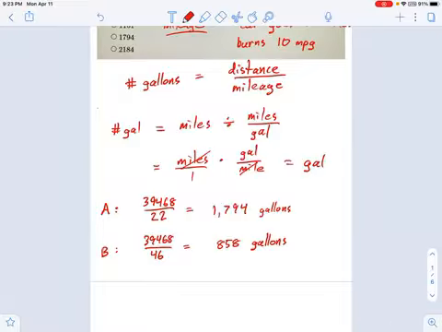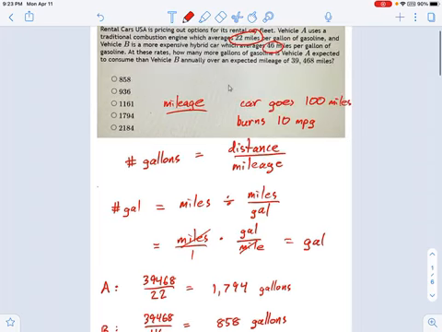So this is the amount of gasoline each car needs, and now you just take the difference and figure out what we're looking at here. 1,794 minus 858 is the gasoline savings that you're looking at buying the hybrid car. So 936, and there we go.